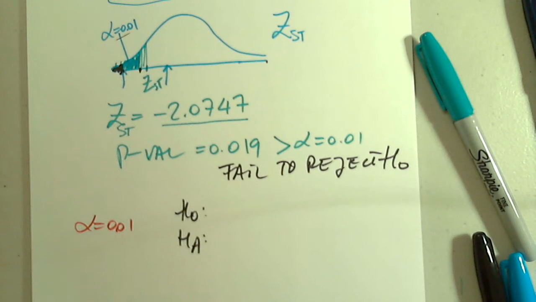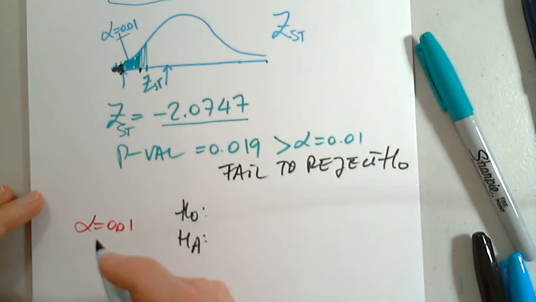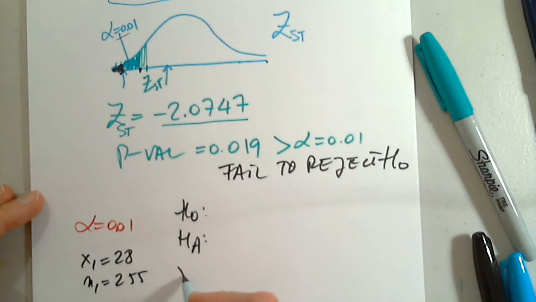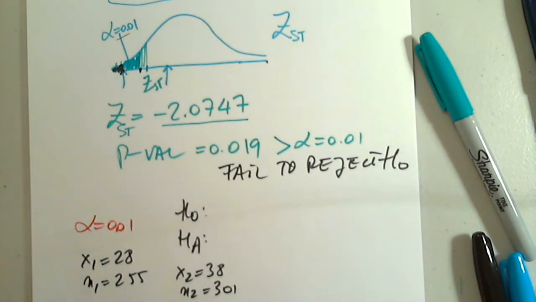The alternative has to be in the alternative, and the null always has equal to. Awesome. Great job. Now we have to find the test statistic. So I have x1 equals 28 and n1 255, x2 38 and n2 301.